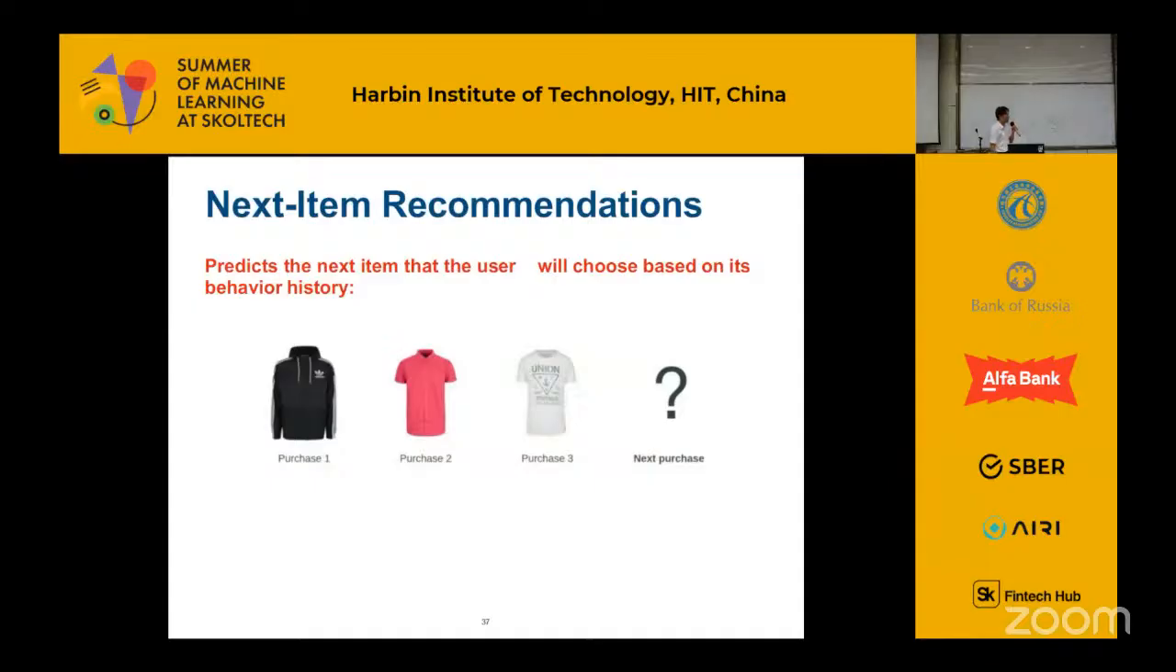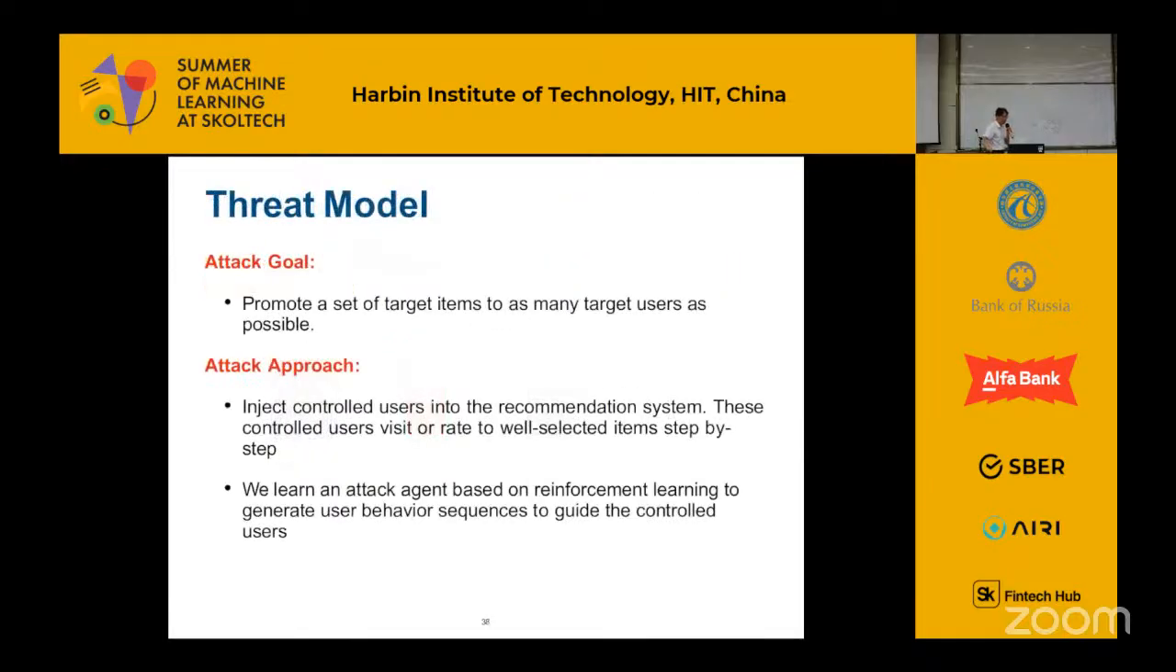The next item recommendation is a sequential recommendation system, and it will predict the next item that a user will choose based on his or her behavior history. And the attack model here is that we want to promote a set of samples to as many users as possible, which means that we want to place all these target items into the recommendation lists of these users in order to have them choose these target items as much as possible.